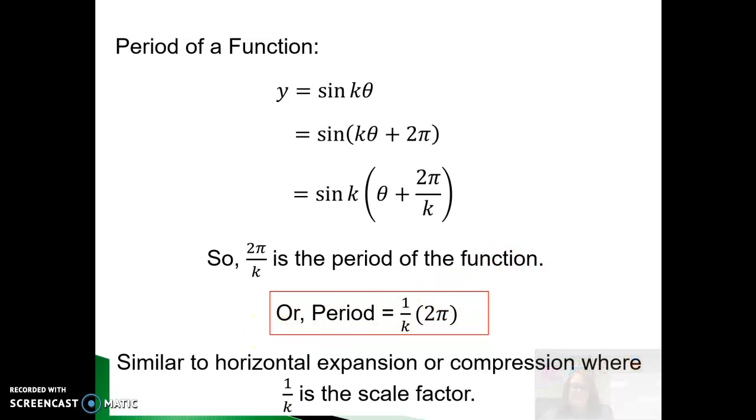So let me cover myself here. So it's similar to horizontal expansion or compression, where 1 over k is the scale factor.